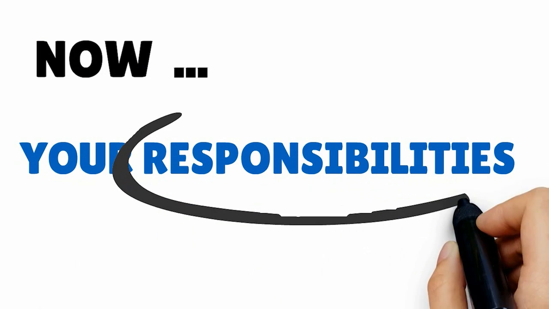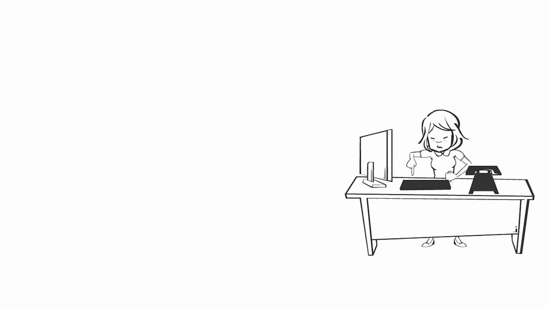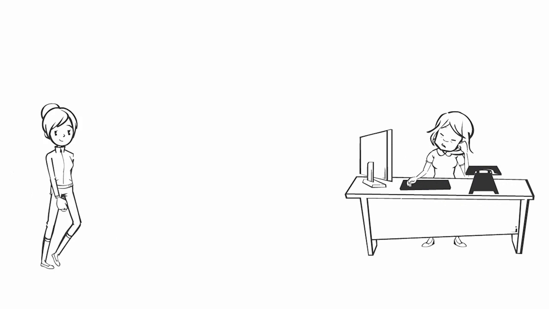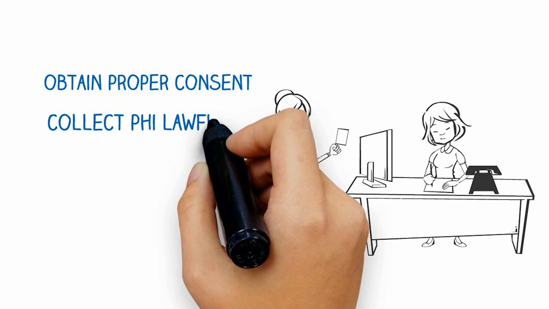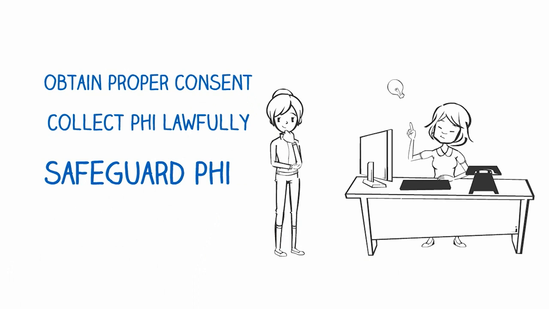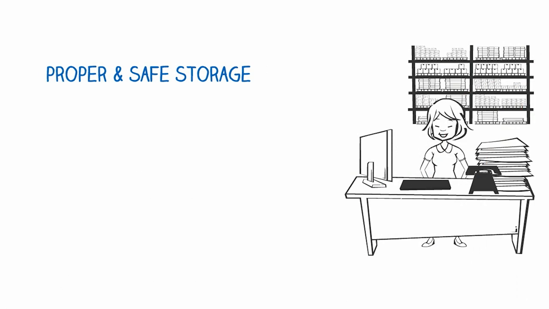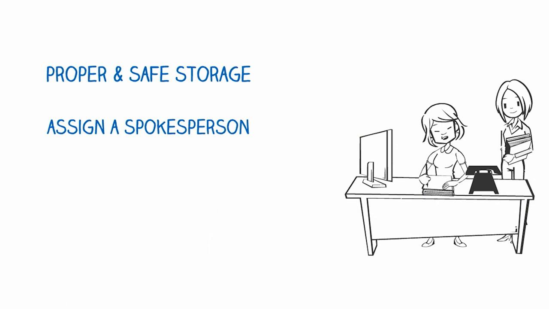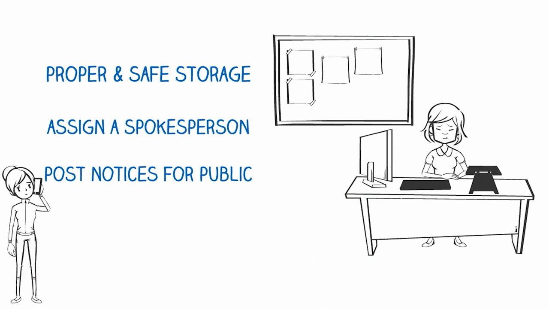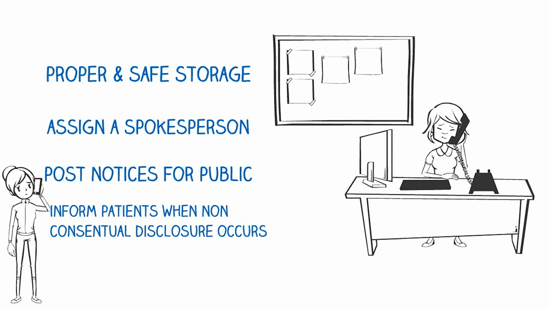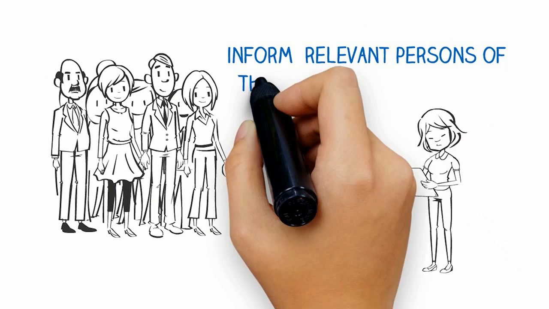Now on to your responsibilities. In order to stay out of trouble and protect patient privacy, PHIPA asks that you obtain proper consent where necessary, collect PHI lawfully, take precaution to safeguard PHI, ensure accuracy and upkeep, ensure proper and safe storage, assign a PHIPA spokesperson and share their contact information, post public notices on information protection practices, inform patients of non-consensual use and disclosure of PHI, and ensure relevant persons are informed of their PHIPA responsibilities, like we're doing right now.